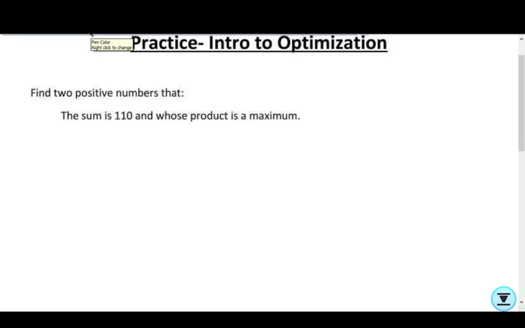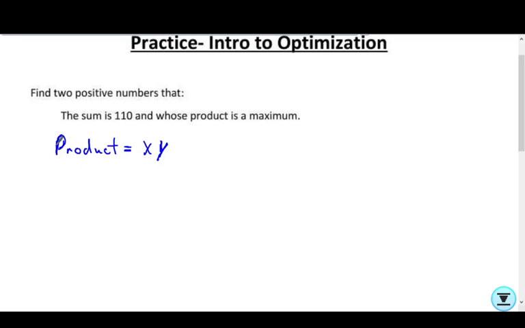Okay, so we're trying to find two positive numbers whose sum is 110 and whose product is a maximum. So what are we maximizing? We're maximizing the product, right? So that is our primary equation. The product of two numbers, let's say the numbers are x and y. That's what we're trying to optimize.